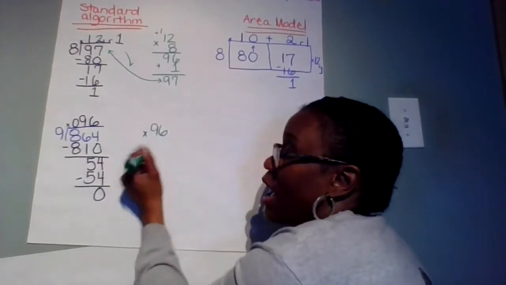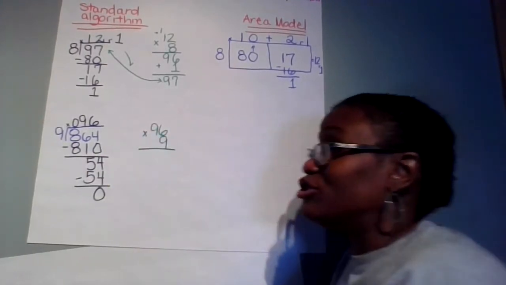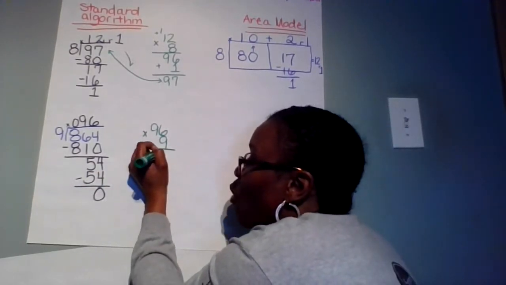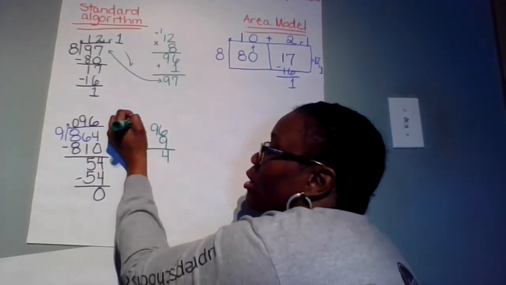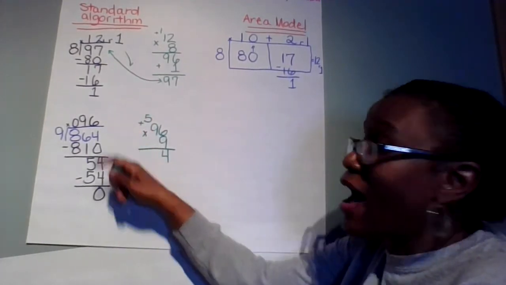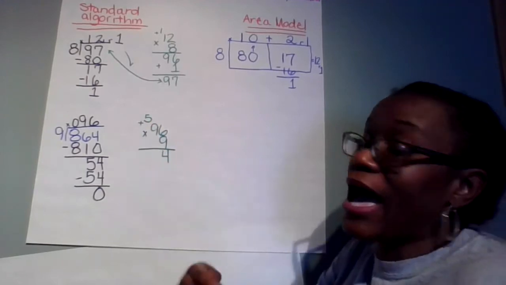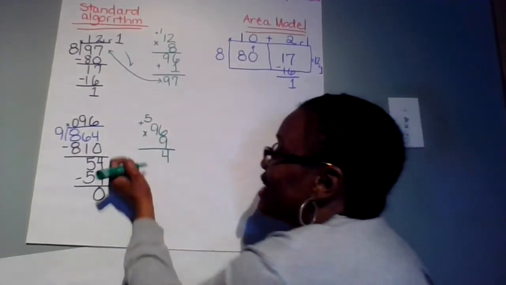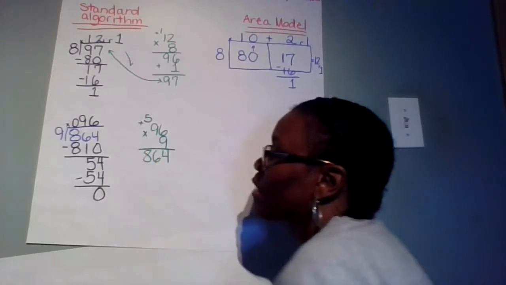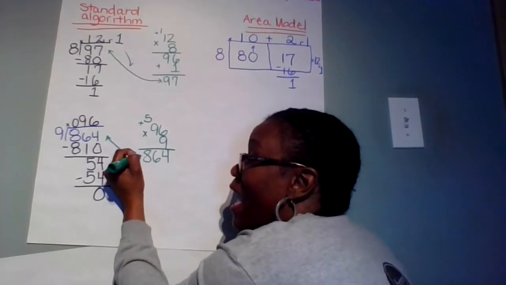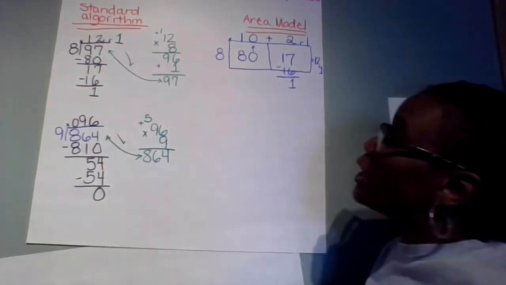96 times 9. We just figured out 9 times 6 is 54. I'm going to put down the 4, carry over my 5. 9 times 9 is 81, plus 5 is 86. And as you can see, our numbers match, so we are correct.